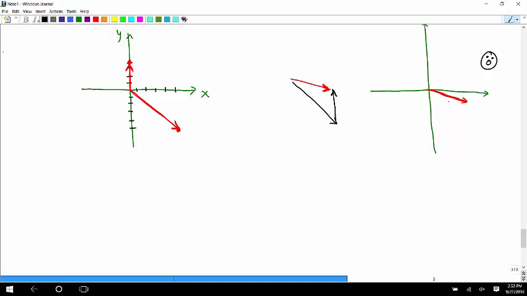You'll do problems where you'll be given that something happens at 30 degrees above the horizontal, and you have to use that fact to calculate vector components that'll then go into the calculations. Okay, the second kind of calculation we're going to do is multiplying a vector by a scalar, by a number.